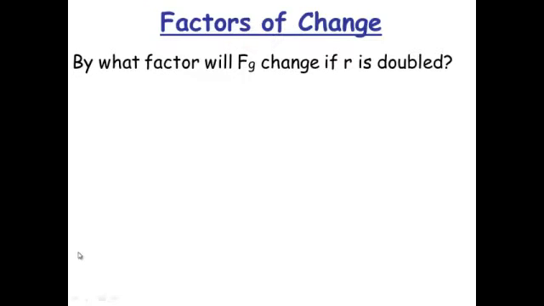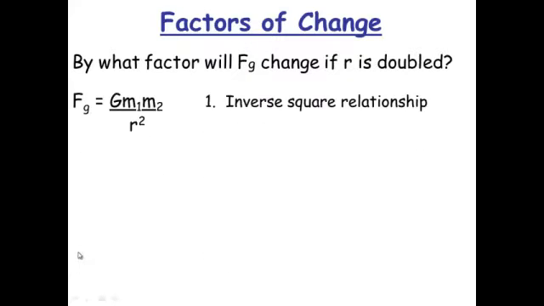Let's try one more. By what factor will the force of gravity, Fg, change if distance, r, is doubled? Here's our formula, which is a little more complicated, but notice force of gravity is in the numerator on the left side, and distance, r, is in the denominator on the right-hand side. This means that there is an inverse relationship between those two factors. Not only that, but r is squared. So here we have an inverse squared relationship.